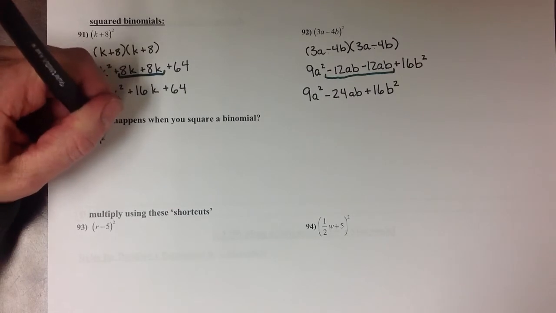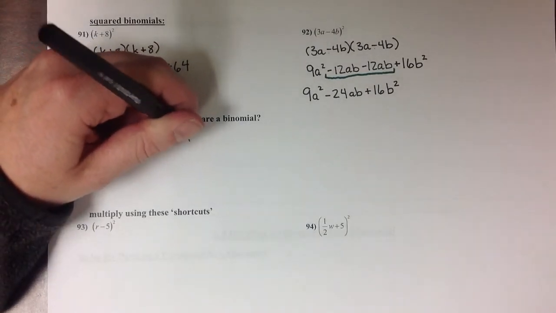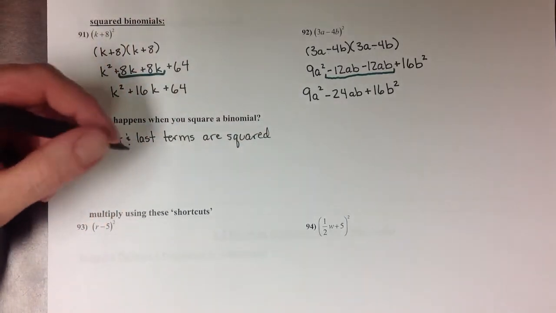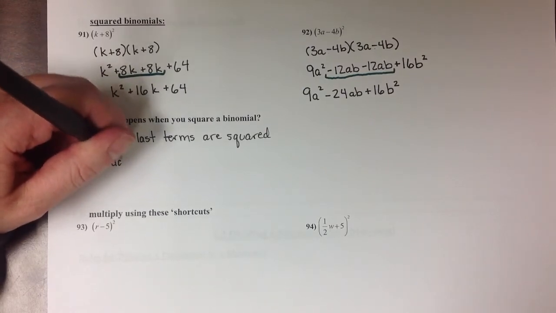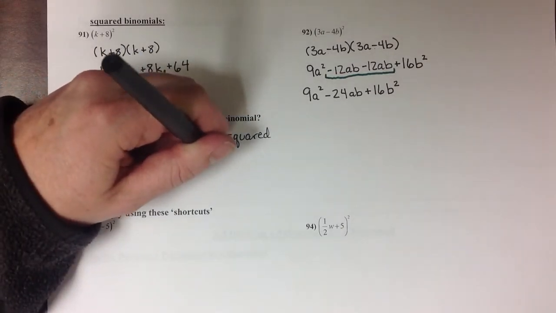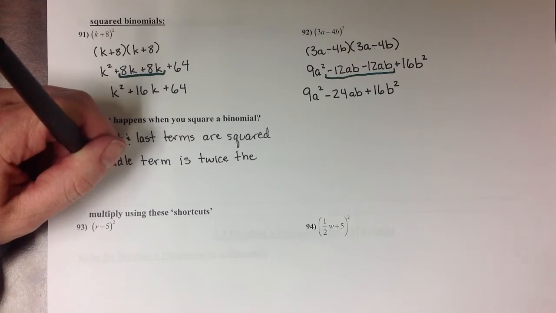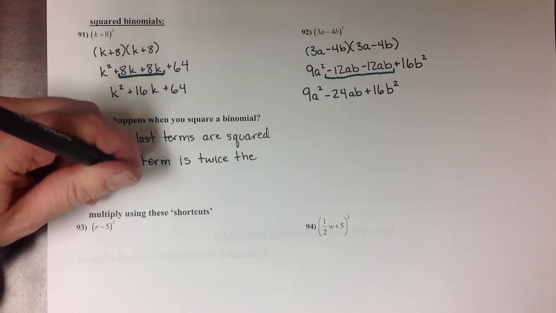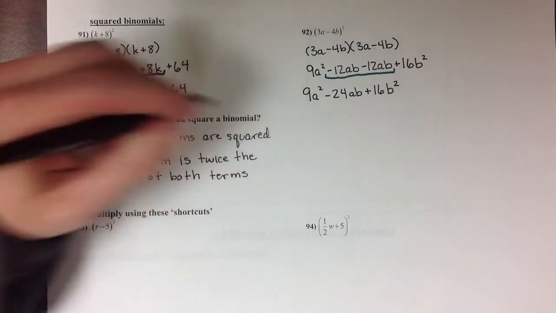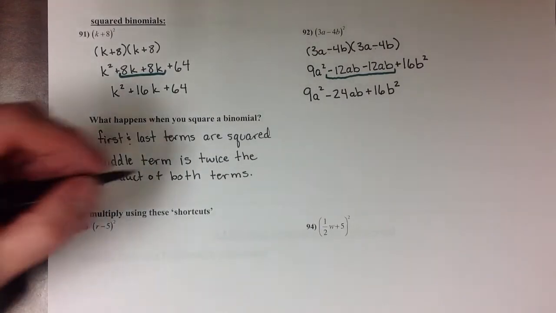So the first and last terms are squared, and then the middle term is twice the product of both terms, which sounds like one of those word problems that you have to untangle where it's twice the product of something. Okay? So let's look at this in some abstract examples.